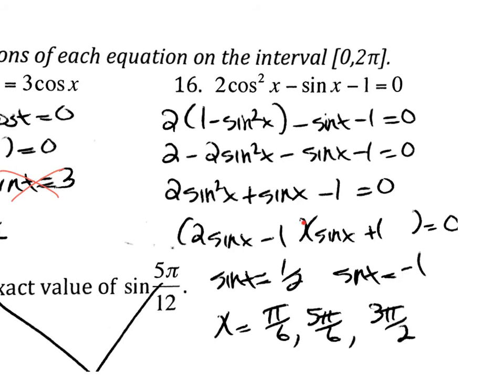And then I just factored, and some of y'all were having some trouble with that today, but you got to get there. Factored it. This gave me sine x as a half. This one gave me sine as -1. Sine is a half at pi over 6, and also quadrant 2, 5 pi over 6. Sine is -1 at the bottom of the y-axis, which is 3 pi over 2.